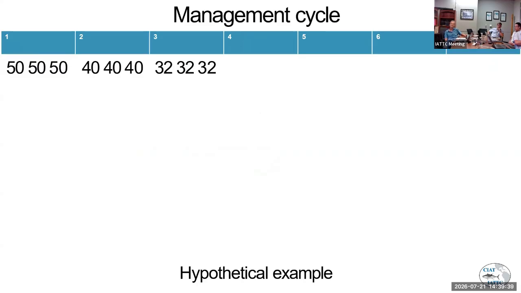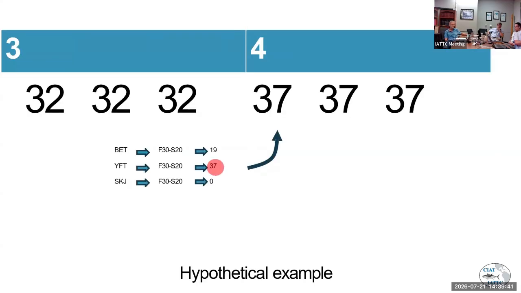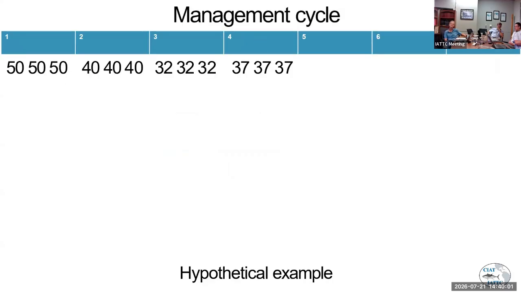Okay, and then we apply it again. We do the update assessments, we apply the rules, and we get the closures. But in this case, the harvest control rule for yellowfin says that the closure day should be 37. So in this hypothetical example, we'd actually increase the days of closure in that 4th management zone. And so we just keep doing that.